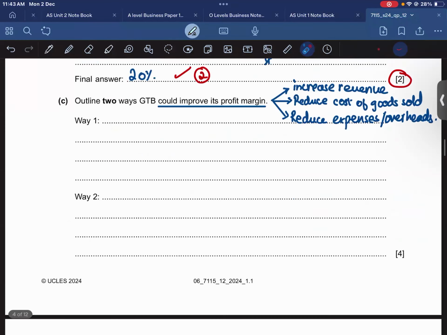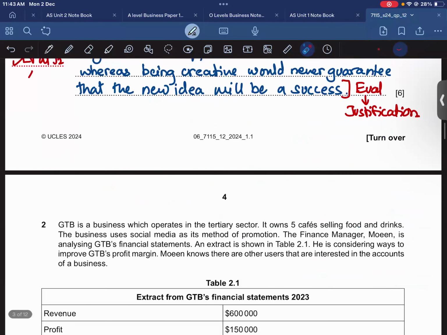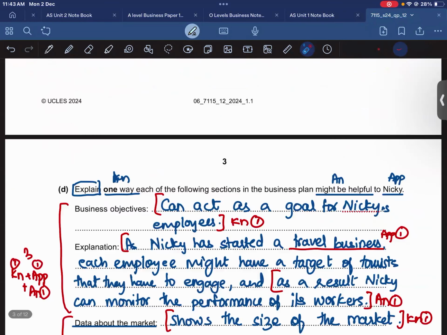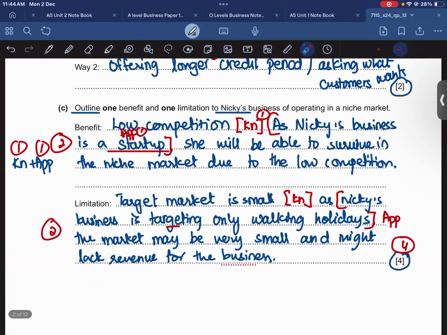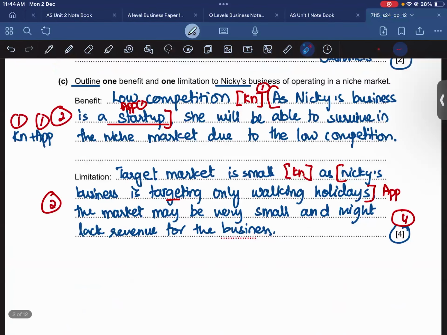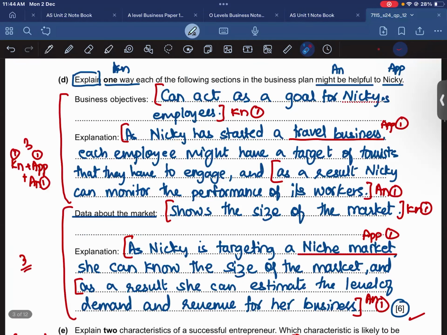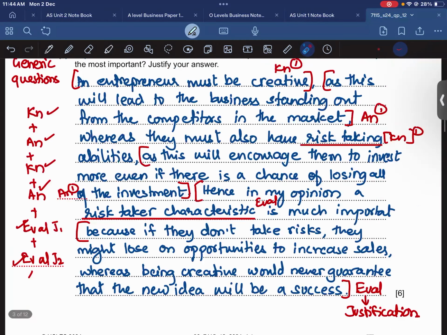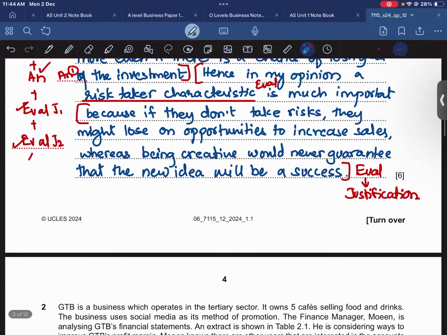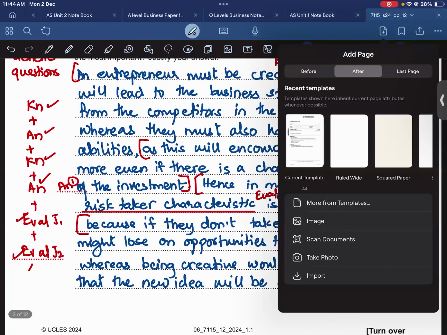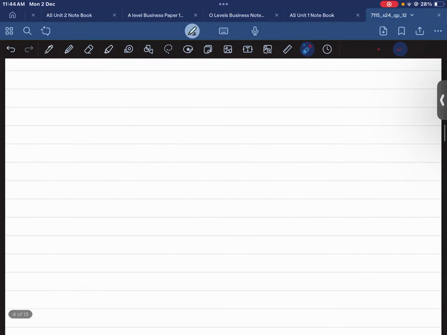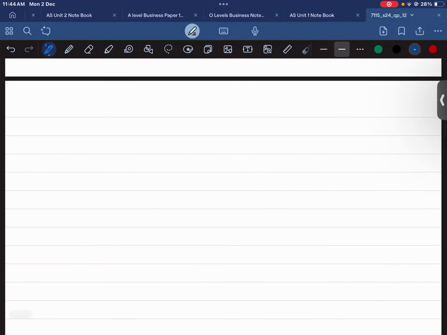In a 2 marker question, you have to just give 2 knowledge points. In 4 marks questions, you have to give knowledge plus application. In 6 marks question, part D, you have to give knowledge, application, analysis. And in E part, you have to give knowledge, application, analysis and evaluation. So I'll just summarize all the parts over here. So answer writing summary.